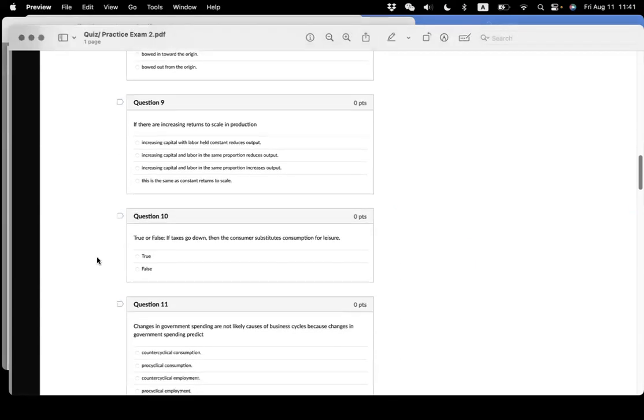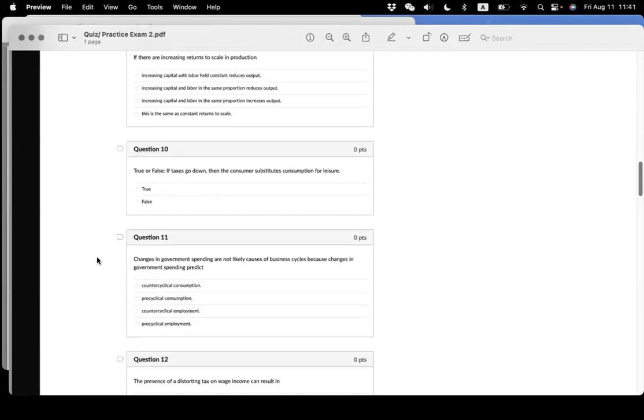So the difference between increasing returns to scale versus constant returns to scale. Okay, next one. Question 10. True or false? If tax goes down, then consumer substitutes consumption for leisure, right? So this is not correct. Why? It's because you have income effect and substitution effect, right? So this is only partly true. Tax goes down, and then leisure becomes more expensive, right? Because leisure is like an after-tax income. Okay, leisure becomes more expensive. Yes, you're going to substitute consumption for leisure, but there's also an income effect. When tax goes down, your income increases. You want to increase leisure, right?